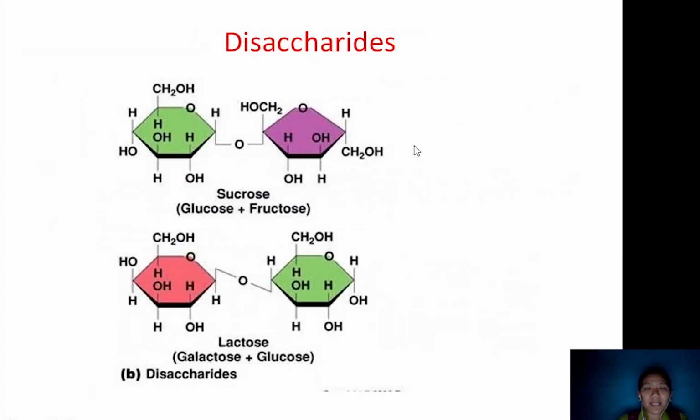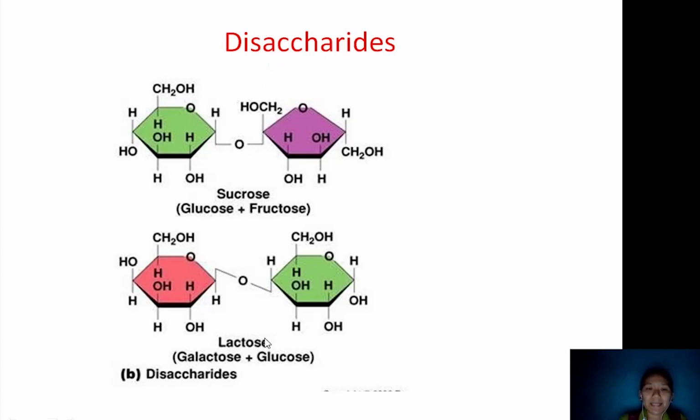Now next is disaccharide. Disaccharides are again a type of carbohydrate. When they are hydrolyzed, when they are broken down, they give us 2 units or 2 monomers of sugar. That is why they are called disaccharides. The example here is sucrose. Sucrose is made up of glucose and fructose. Glucose and fructose combine to give us sucrose. When you break down sucrose, we get 2 monosaccharides, that is glucose and fructose. So sucrose is a disaccharide.